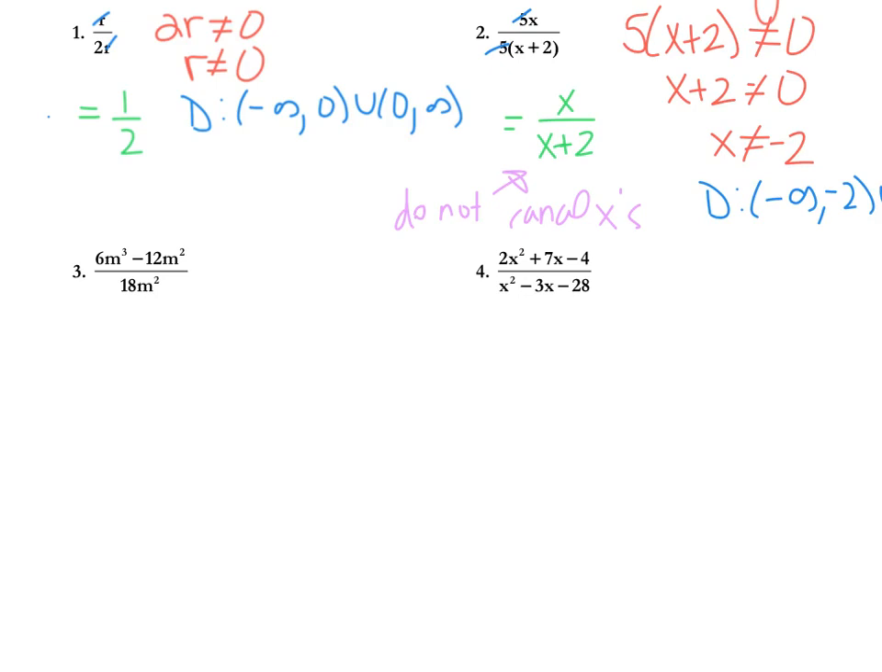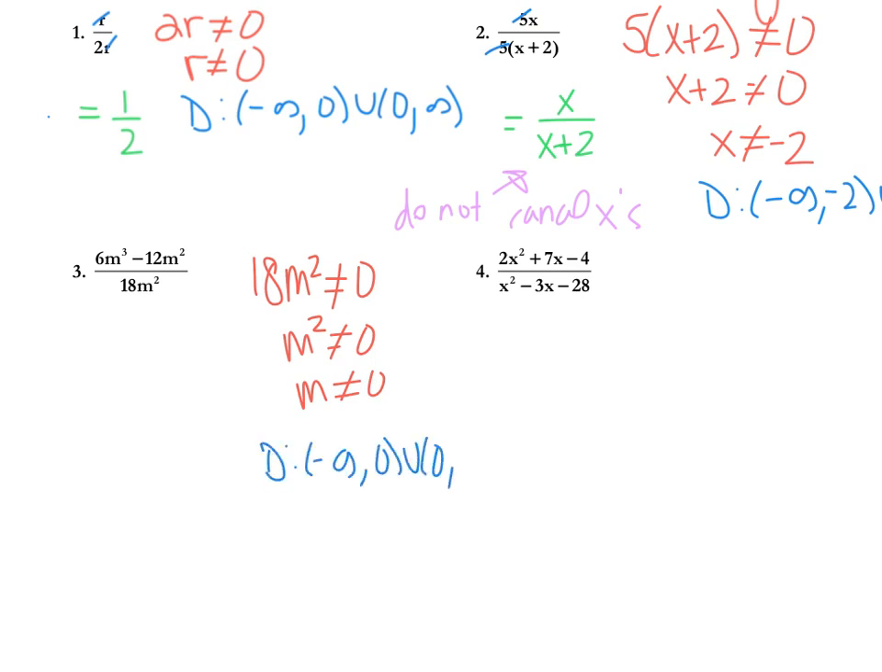So before we start anything, set the denominator equal to 0. That's what, in this case, m cannot be. So we divide by 18. So m cannot equal 0. So that means we just break at 0 for the domain. Okay? All right. I know you guys are going to be super stellar on this.